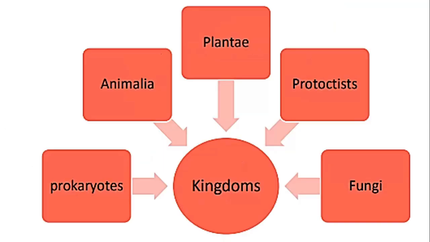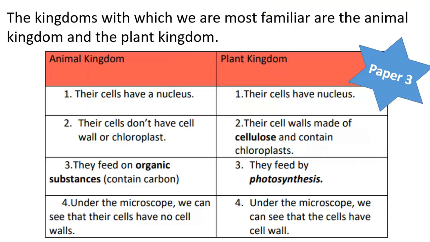The kingdoms we're going to discuss now are kingdom Animalia and kingdom Plantae. We have 5 main kingdoms, but those are the 2 that we are going to dig deeper into. To begin with, we're going to compare kingdom Animalia, or the animal kingdom, and kingdom Plantae, or the plant kingdom. This comparison is very important to answer many of the paper 3 questions.